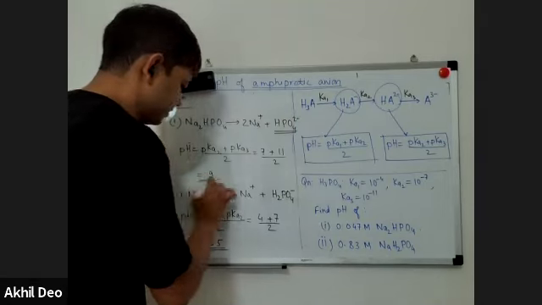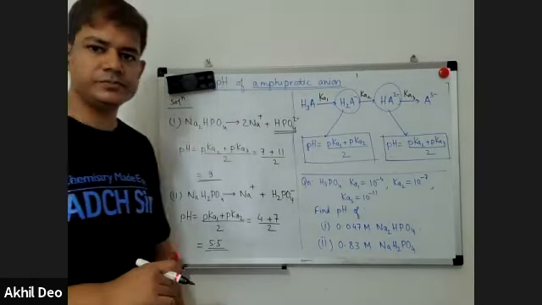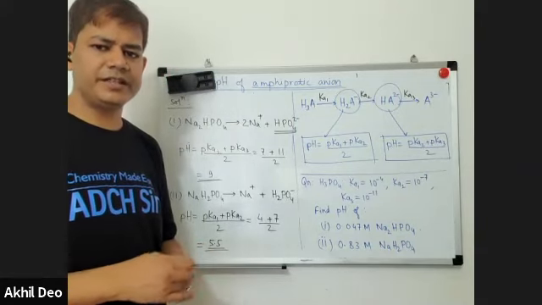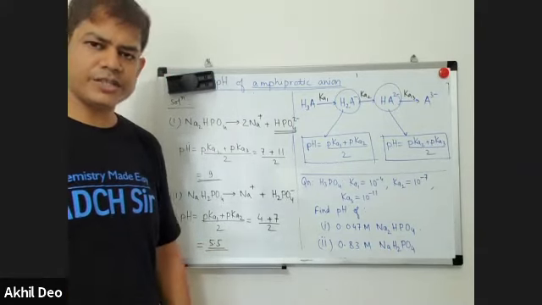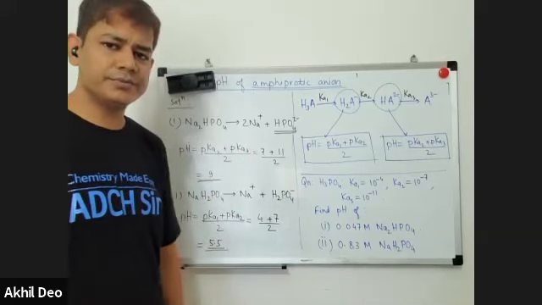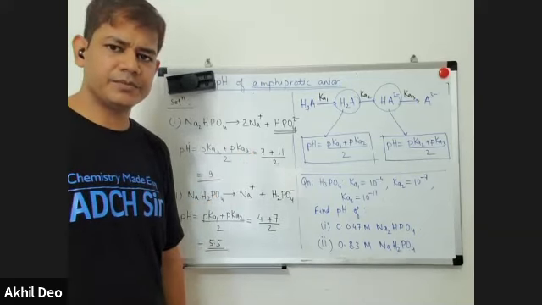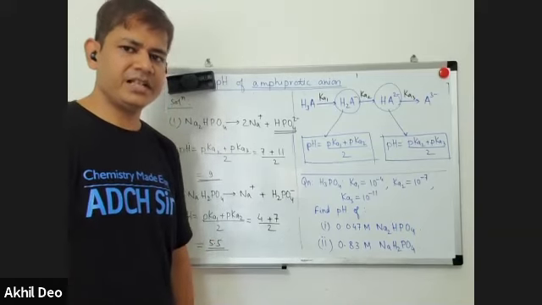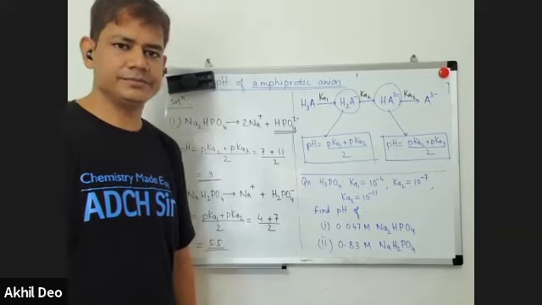For the first question, answer is 9. Understood? Understood, everyone? So it's not very difficult. Now, using this concept, you can also derive an expression for pH of isoelectric point of amino acids. That we'll be doing in another video.